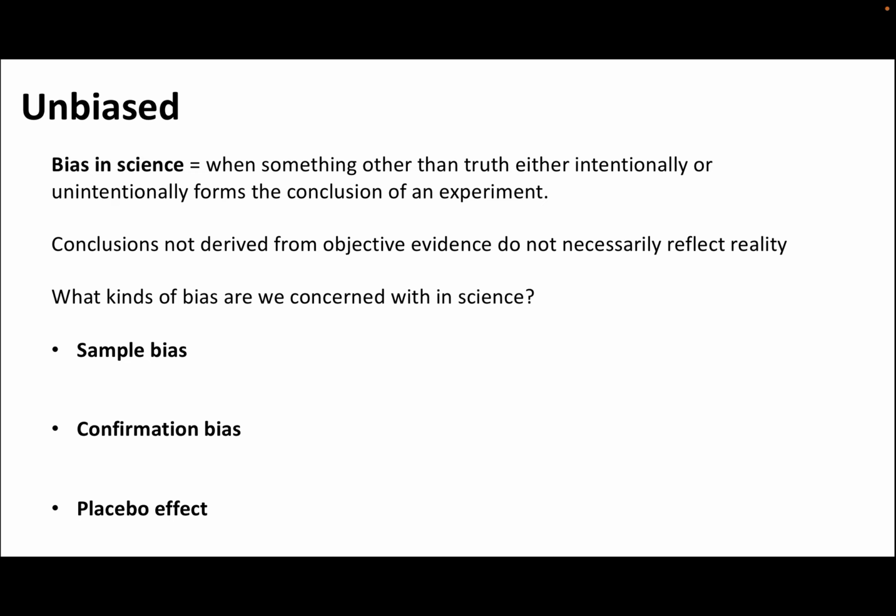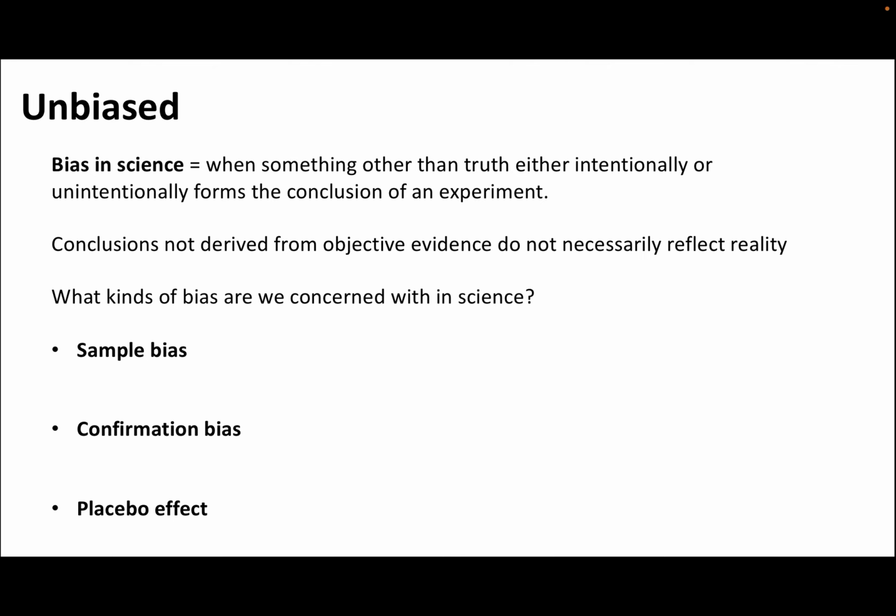Bias is definitely a word that's used in everyday settings, but what would that look like specifically in science? A bias is when something other than reality or the truth influences the conclusion of our experiment. And it doesn't matter whether it's intentional or unintentional. Either way, it would be considered a bias. The issue with bias is that if it's forming our conclusion, then our conclusion likely is inaccurate, or it's not a true reflection of how the world actually works. It's a reflection of that bias.